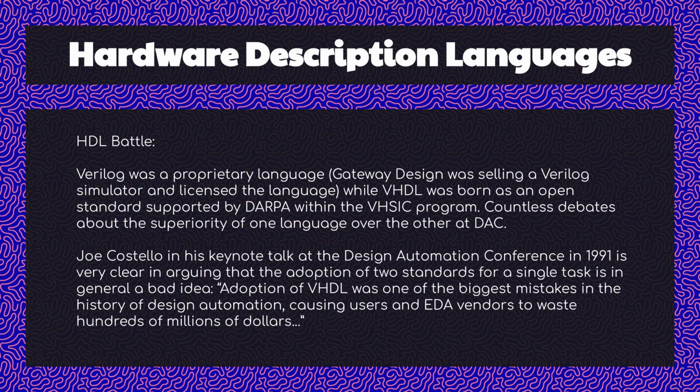So there were two major HDL languages. One was Verilog and the other was VHDL. Countless debates happened about the superiority of one language over the other at the design automation conferences. In one conference in 1991, Joe Costello was very clear in arguing that the adoption of two standards for a single task is in general a very bad idea. He mentioned that the adoption of VHDL was one of the biggest mistakes in the history of design automation, which caused users and EDA vendors to waste hundreds of millions of dollars.